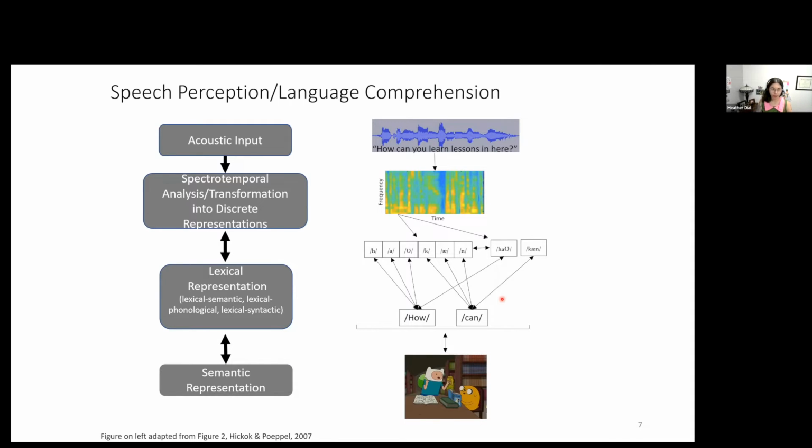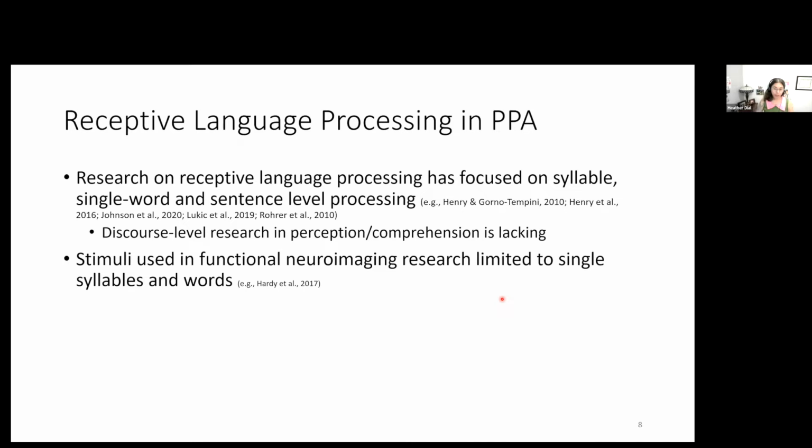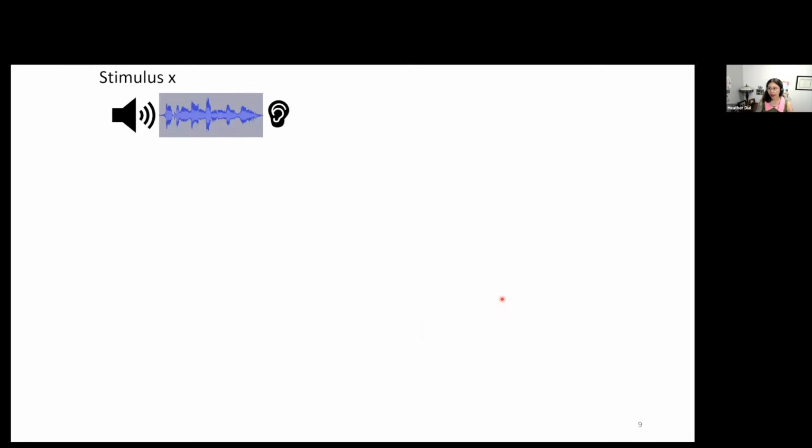In PPA, receptive language processing has primarily been focused on syllable level, word level, and sentence level processing, with discourse level research in the perception and comprehension domain being relatively lacking. In terms of functional neuroimaging, research has been limited primarily to single syllables and words, and all of this limits to some extent the generalizability to real-world settings. So in the current study, we are looking at using a more ecologically valid approach.